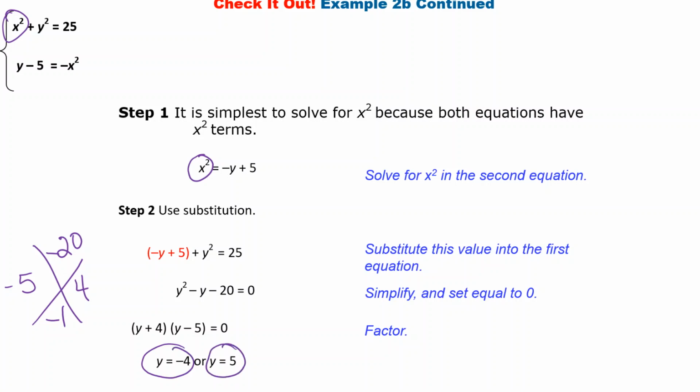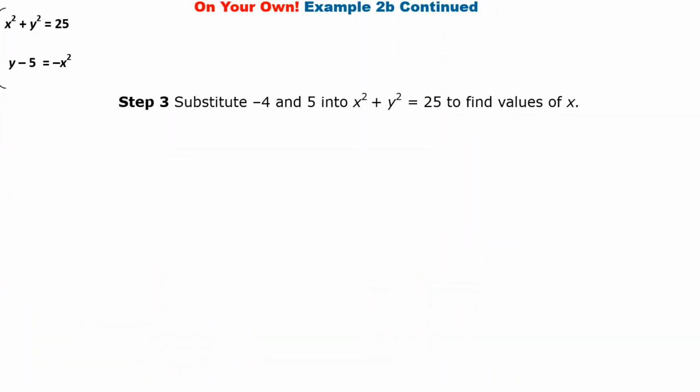Now that I have that, I'm going to have to go back and substitute again. So let's do that. All right, so I'm going to substitute my -4 and my 5 into my original equation to find values of x. All right, so when I substitute -4 in, I find that x equals ±3. So 3, -4 is 1, and -3, -4. That's going to be a solution.